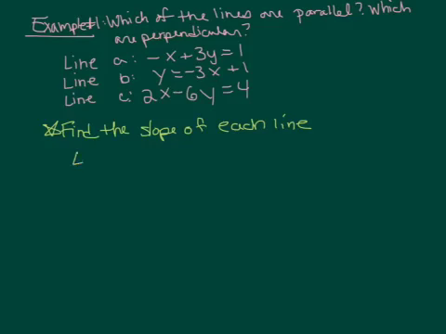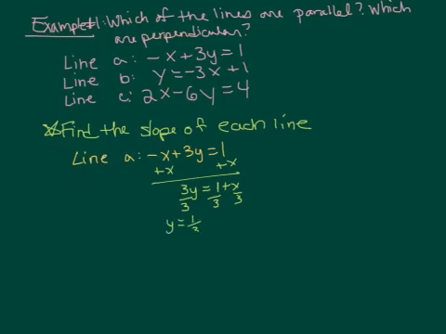So starting with line A, you have to find the slope by getting this in slope-intercept form, which means you solve for y. So you solve for y, you add x to both sides. You then divide everything by 3. That gives you y equals 1/3 plus x over 3, which is the same thing as 1 over 3 times x, or 1/3 x. So line A has a slope of 1/3. And if you want to just write that up there, that's fine.